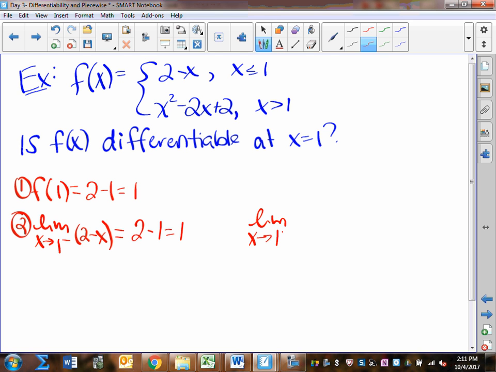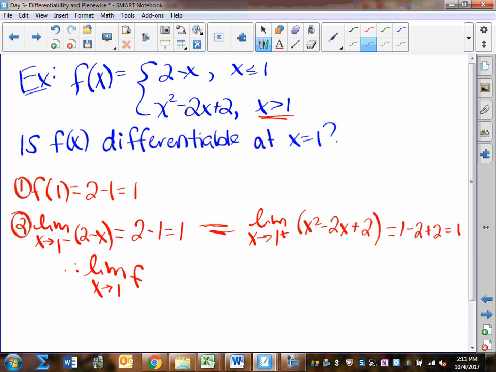Limit as x approaches 1 from the right. And I'm going to use my bottom piece for this because we're coming from the right. It's x greater than 1: x squared minus 2x plus 2. Now I take those values and put it in, I get 1 minus 2 plus 2. So are those equal? Yeah. Nice, equal, so I can go ahead and say my overall limit is 1. Okay, so again, just formatting here.